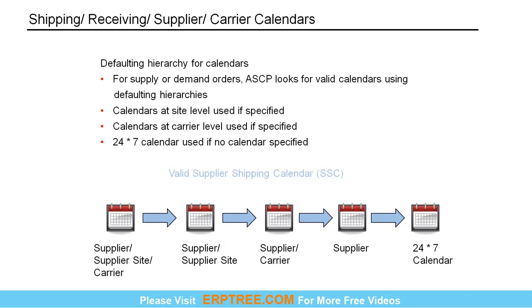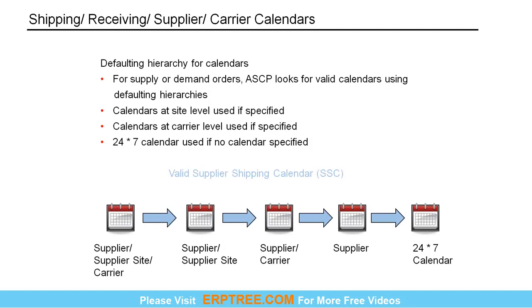So if you have defined any of the calendars, like for example supplier or supplier site calendar, and say carrier calendar, then before considering the normal 24/7 calendar of the organization, it will consider the supplier carrier calendar or only the carrier calendar.